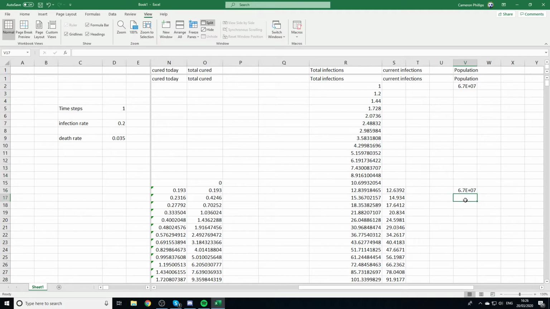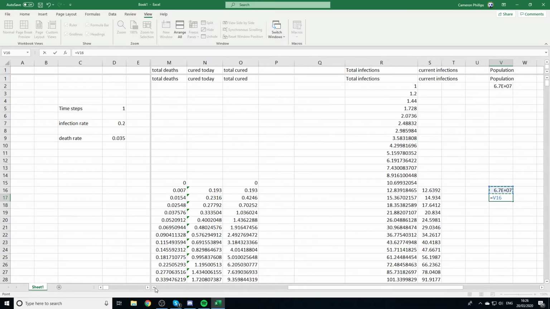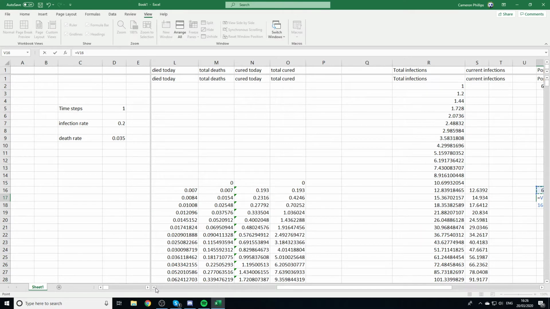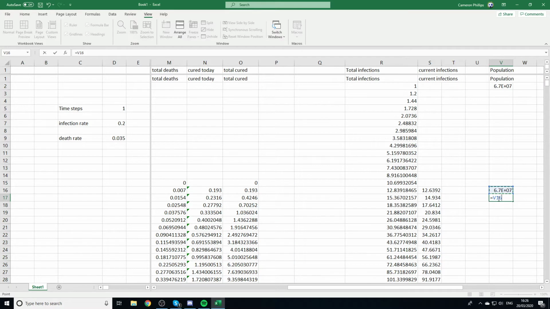But then I'm going to put in a formula, equals, we're going to look above, and we're going to look across here to, well, died today. So where we're putting it, we're putting it in this box here. Which box are we putting it in? We're putting it into this one here, which is number 17.